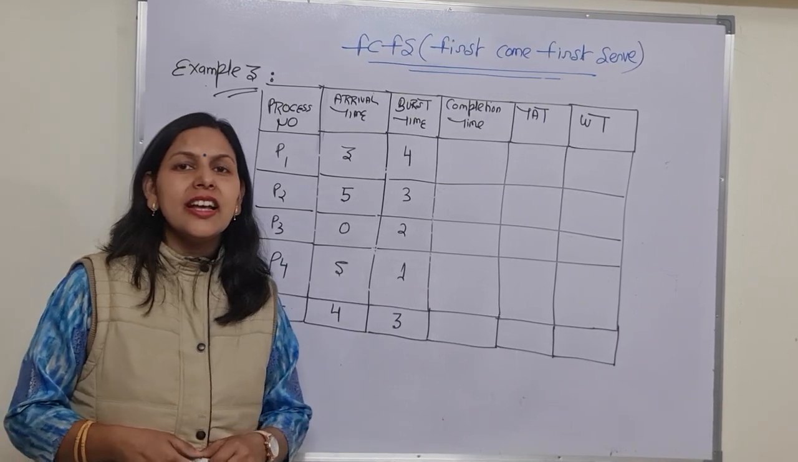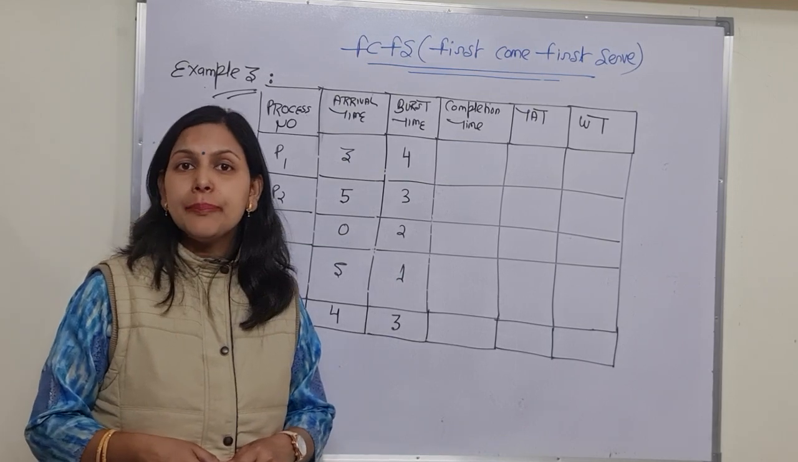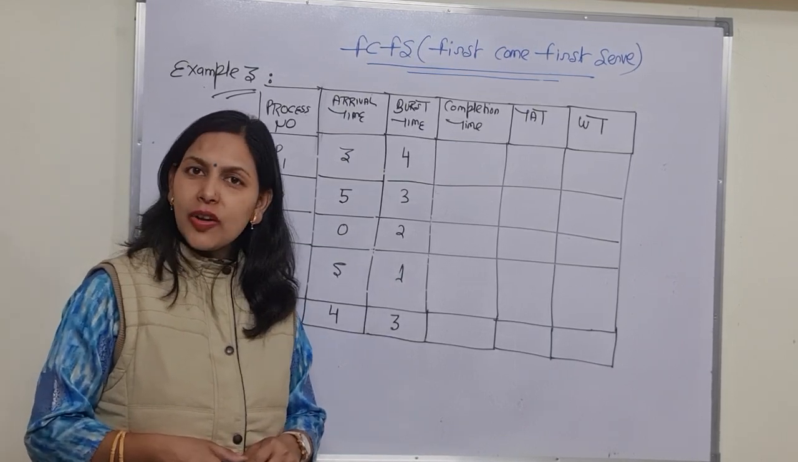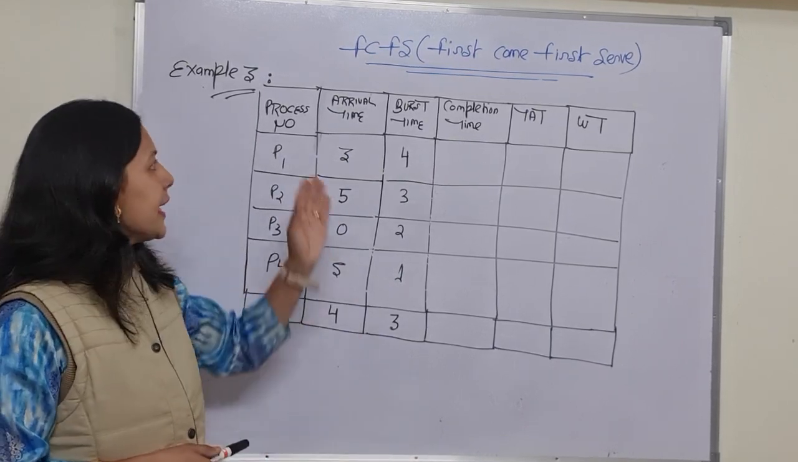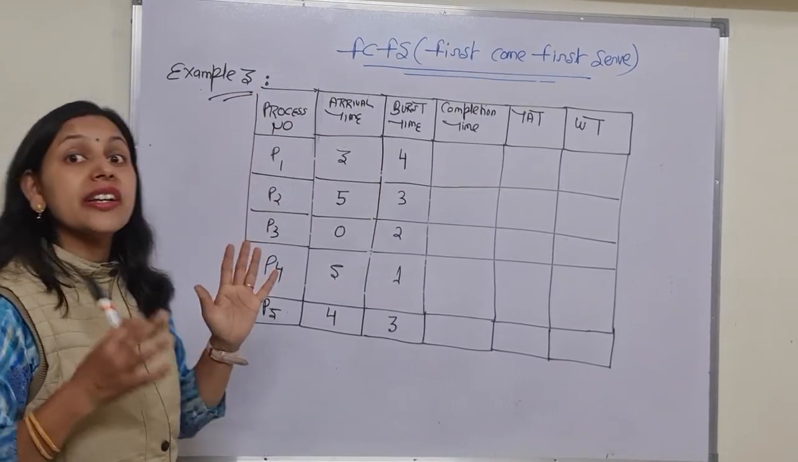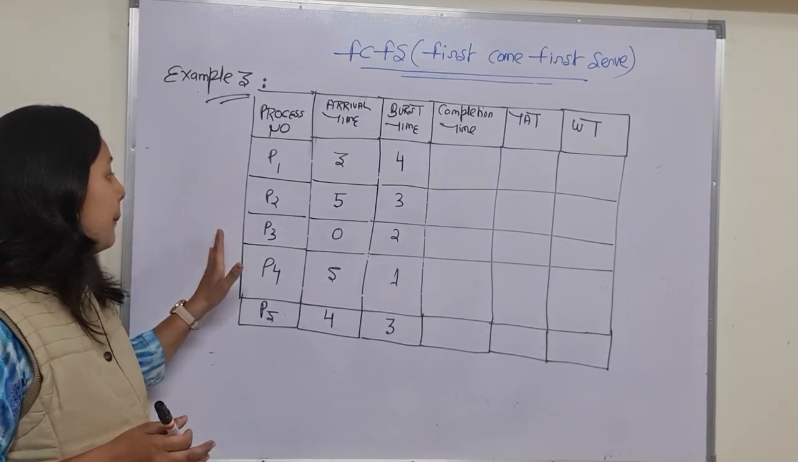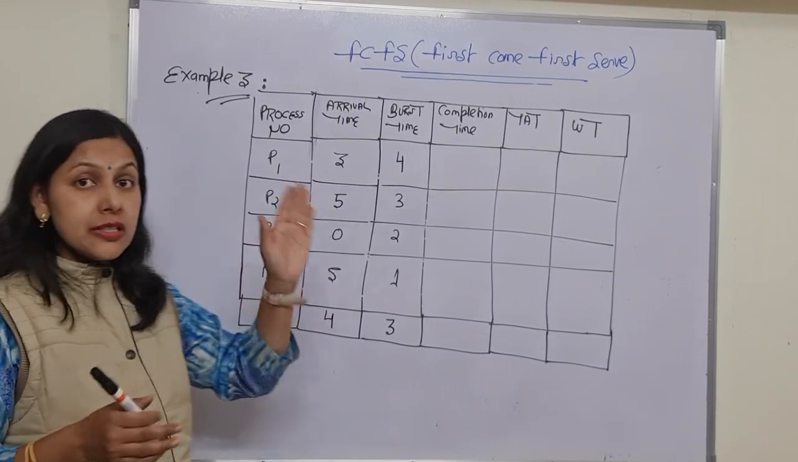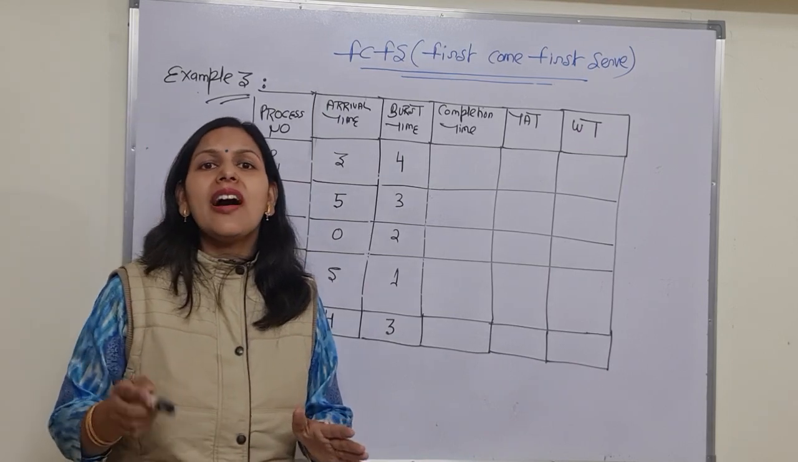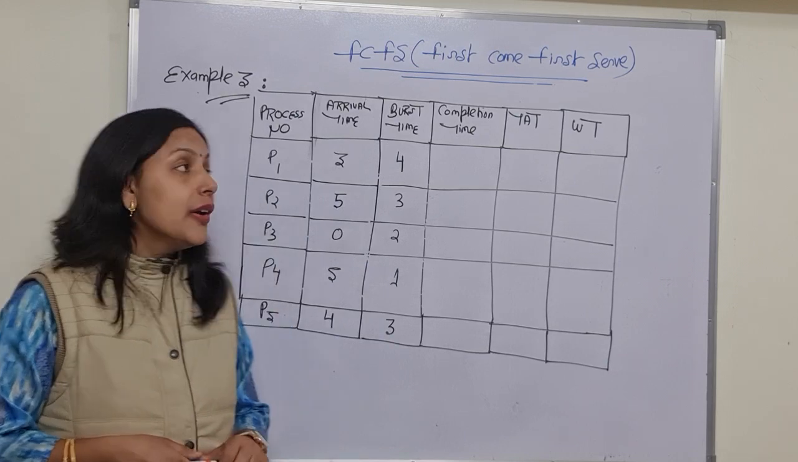Hello everyone. In this video, I will tell you about the third example in the FCFS algorithm, right? In this algorithm, the processes given are P1, P2, P3, P4 and P5. These are the five processes being executed in the operating system, right?